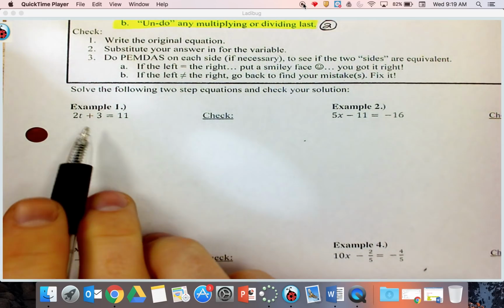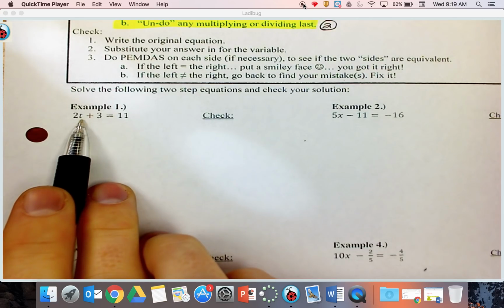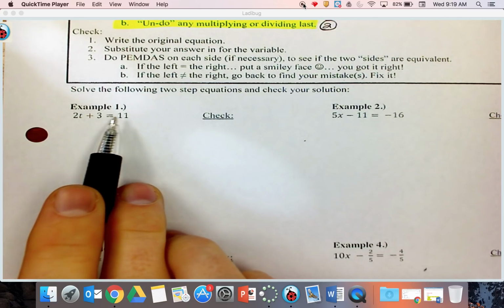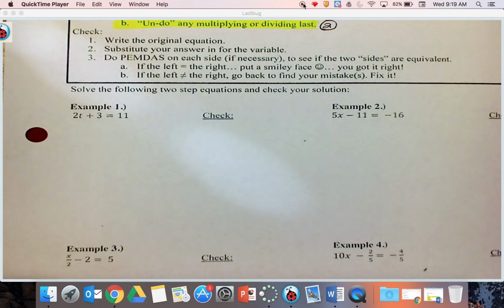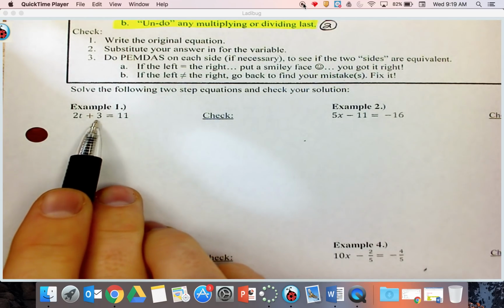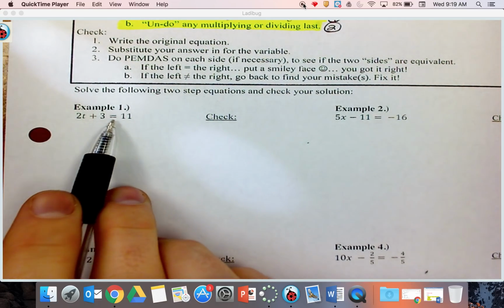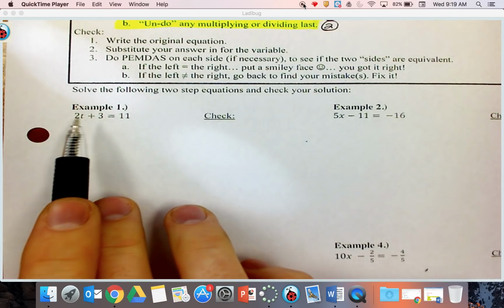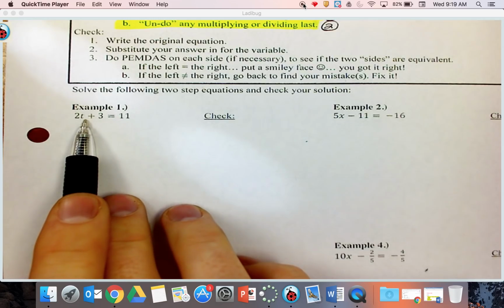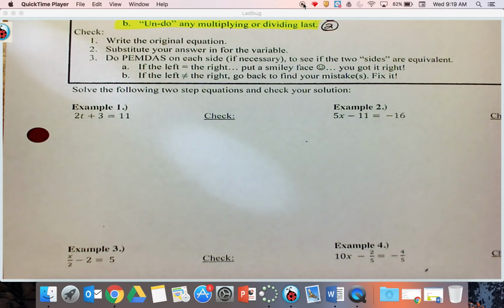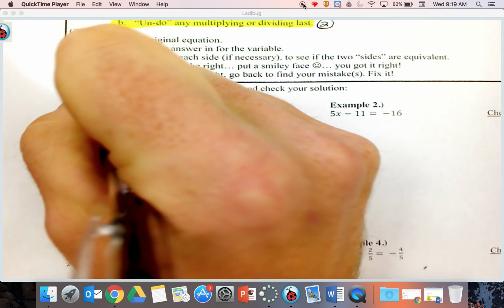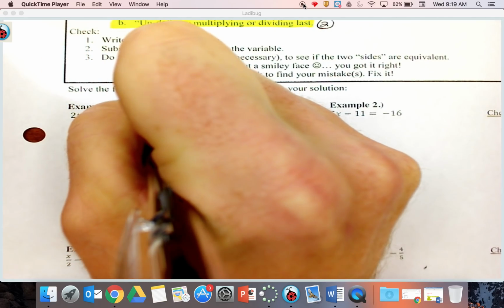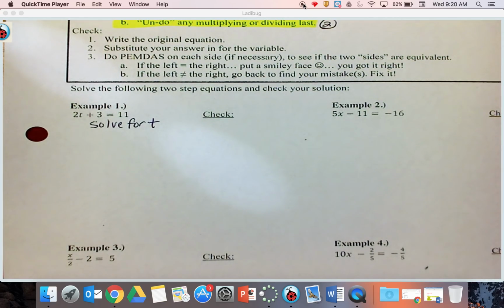So here's your first example. It says 2 times t plus 3 is equal to 11. So that's 2 times t plus 3 equals 11. Now this is a two-step problem because you have a 3 that's being added to something that's multiplying by the variable that we want to solve for. So we're solving for t. We want to know what t is.